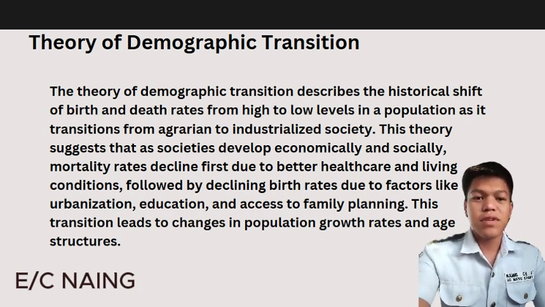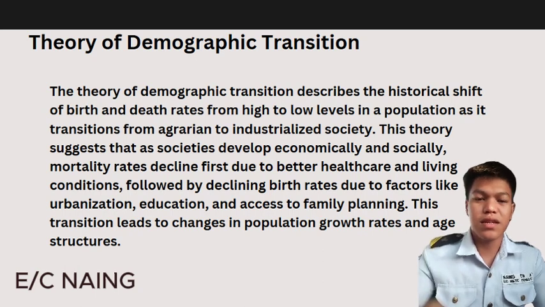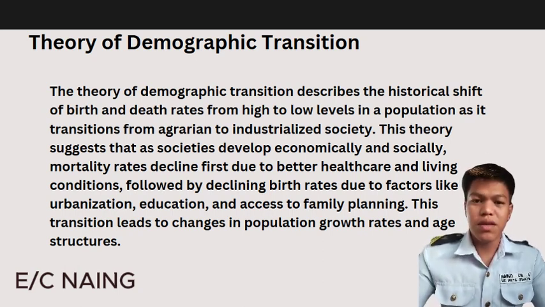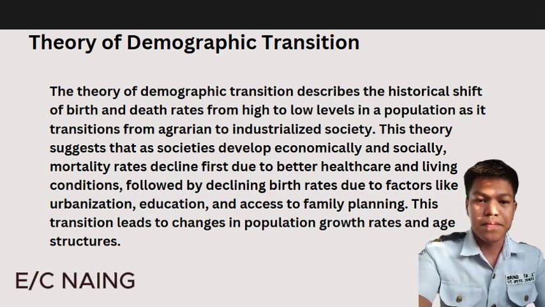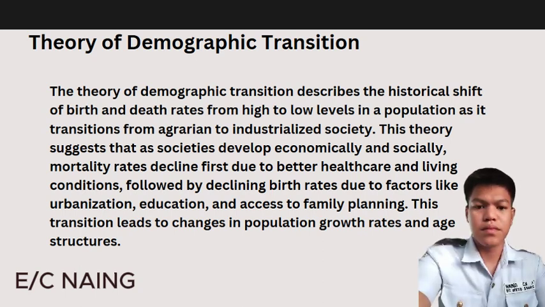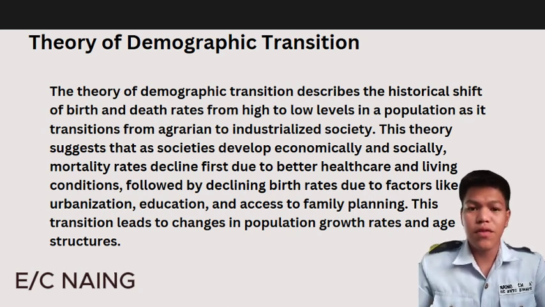It describes the historical shift of birth and death rates from high to low levels in a population as it transitions from an agrarian to an industrialized society. This theory suggests that as a society develops economically and socially, mortality rates decline first due to better healthcare and living conditions. This transition leads to changes in population growth rates.